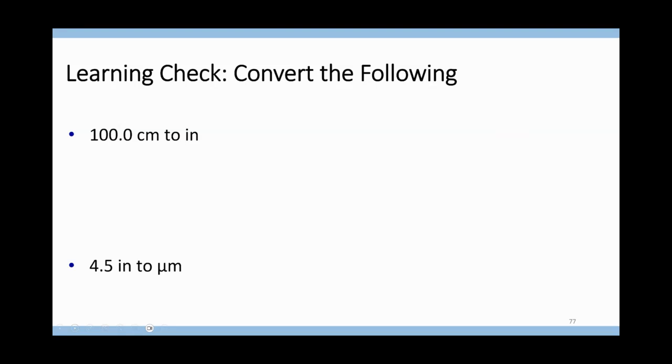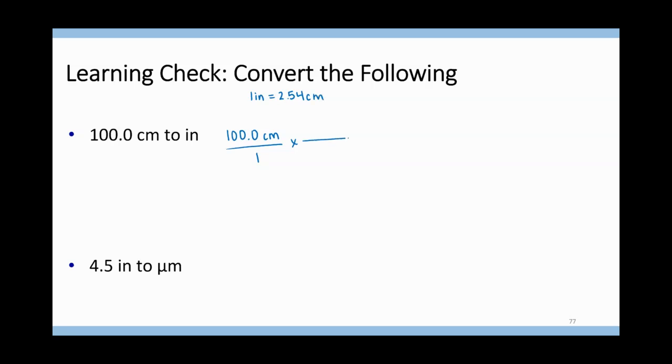But for the first question, we have centimeters. We have 100.0 centimeters. We're converting to inches. So we follow the steps, write our initial measurement as a fraction, and then multiply by the conversion factor. We know that 1 inch from the previous example in the table is equal to 2.54 centimeters.